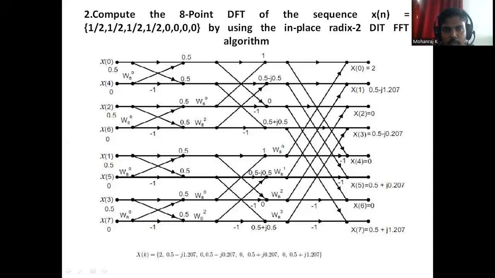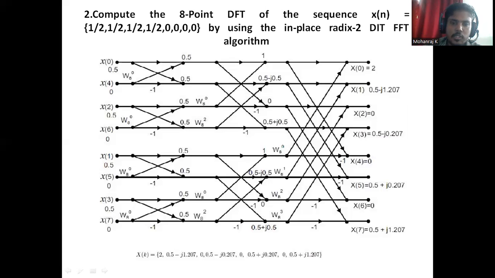Similarly, find x of 4. X of 4 equals 1 minus 1, which is 0. We need that value here, equal to 0.5 minus j0.5 plus 0.5 minus j0.5 times 0.707 minus j0.707 times minus 1. So we get the answer x of 5 equal to 0.5 plus j0.207.